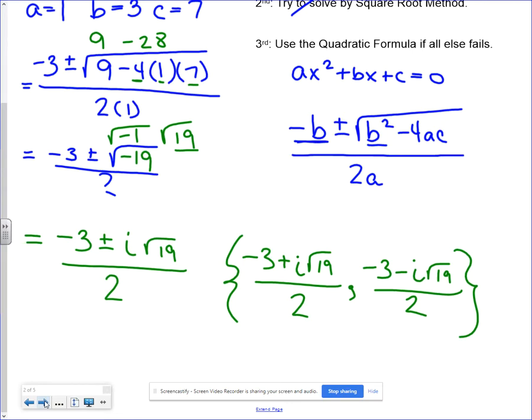Now, if we did do Desmos, what would happen is we would get a parabola that doesn't intersect the x-axis. So it has an imaginary x-intercept, imaginary zero. It doesn't intersect it.